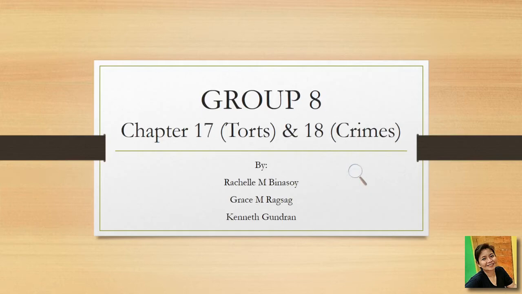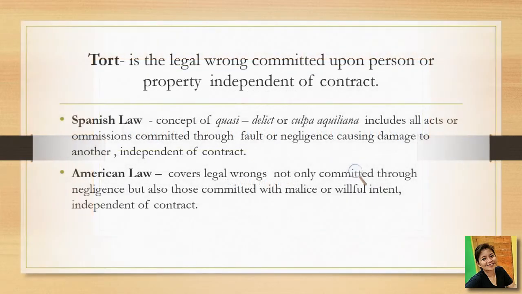Group 8 will report on Chapter 17, Torts, and Chapter 18, Crimes on Conflict of Laws. Let us first define what is tort. Tort is the legal wrong committed upon person or property independent of contract.